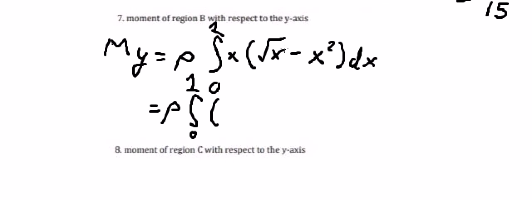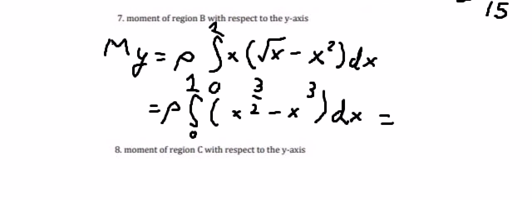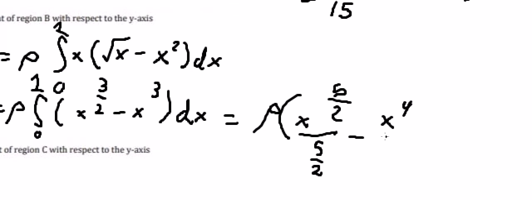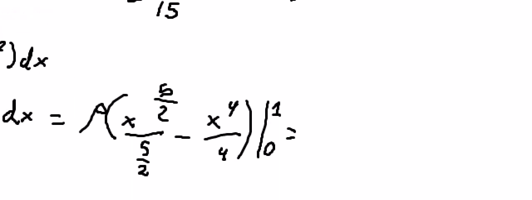Number 1 plus 1 over 2, you got about s to the power of 3 over 2 minus s to the power of 3 ds. So we got the final answer. This one you got about s to the power of 5 over 2 over 5 over 2 minus s to the power of 4 over 4. And we have the powers from 0 to 1. So we put the number in here. So you got about 3p over 20.